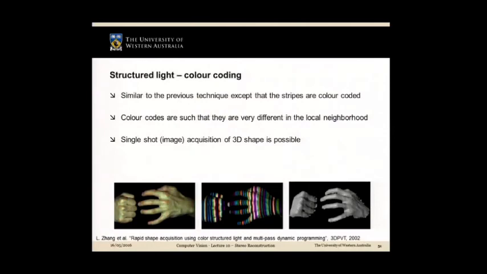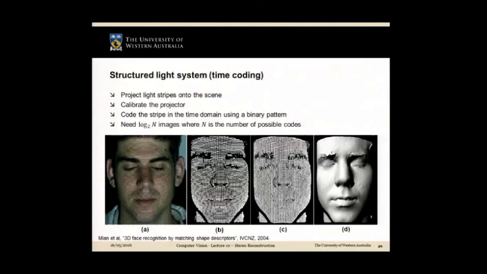Now, another way. Of course, this is a lengthy process because you have multiple stripes of light. You project one light, then you project the next one, a third one, a fourth one, and so on. So that's a bit of a lengthy process.